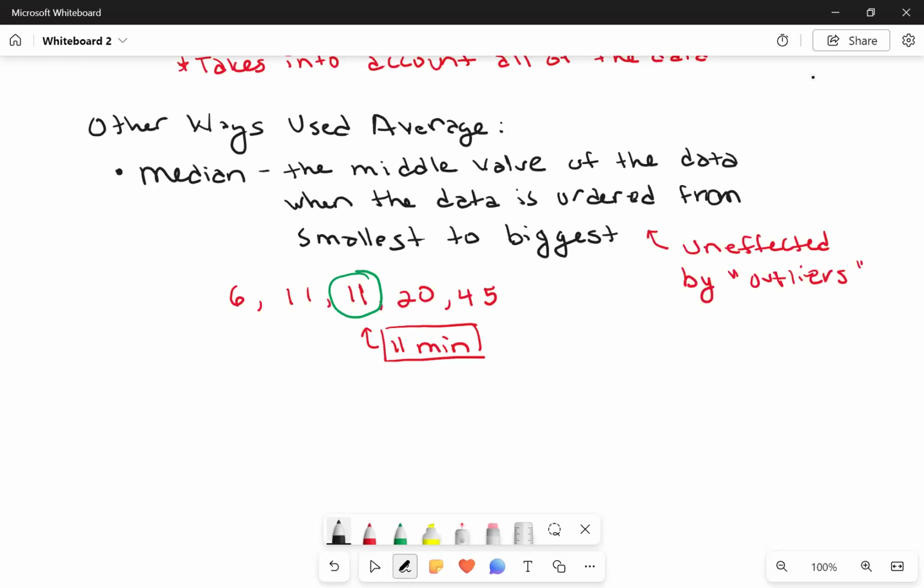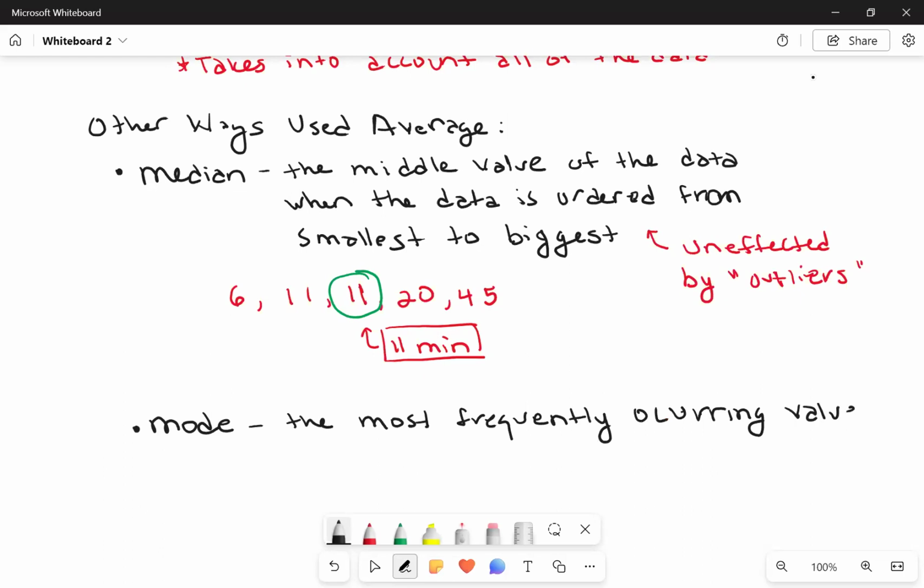The other way we can measure average is with mode. Mode looks at the most frequently occurring value. And I kind of noticed when we looked at the data at the beginning, most frequently occurring value. Let me write that down before I start talking. Okay.